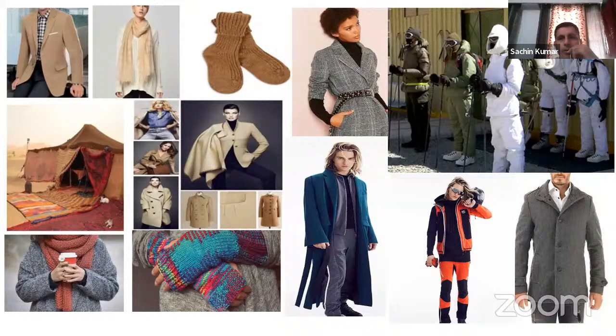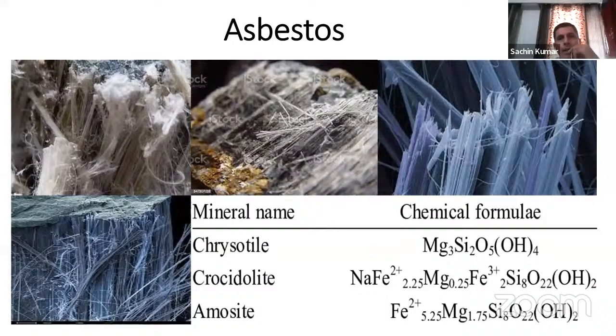So the major role of warmth is provided by air. Air acts as a very good insulator. So more warmth is provided as the fineness increases, and the cost is higher as the fiber becomes finer and finer. Another category of natural fiber is asbestos.